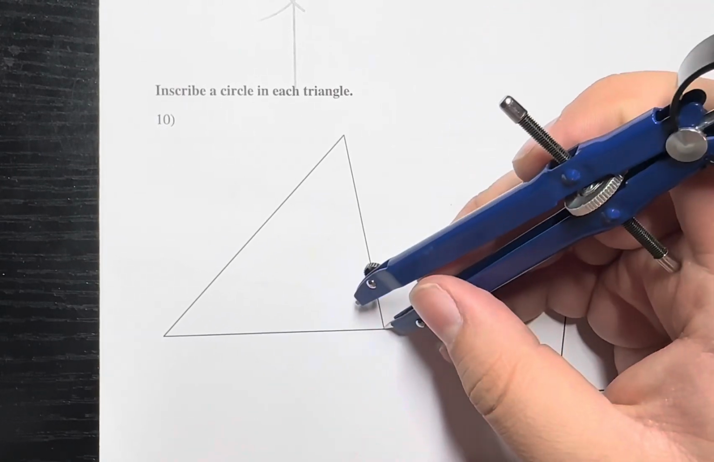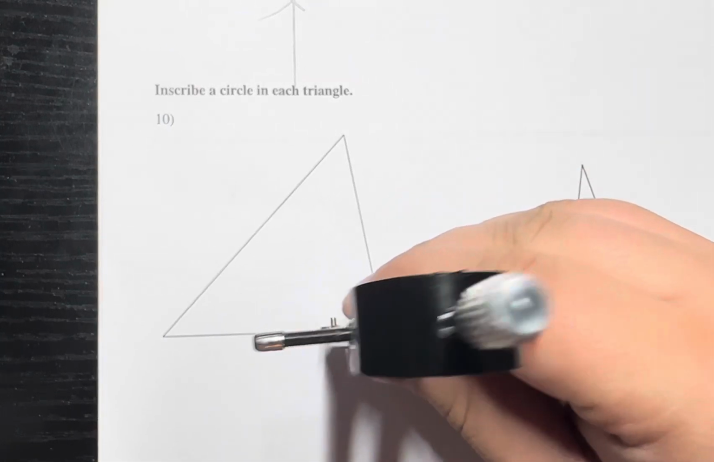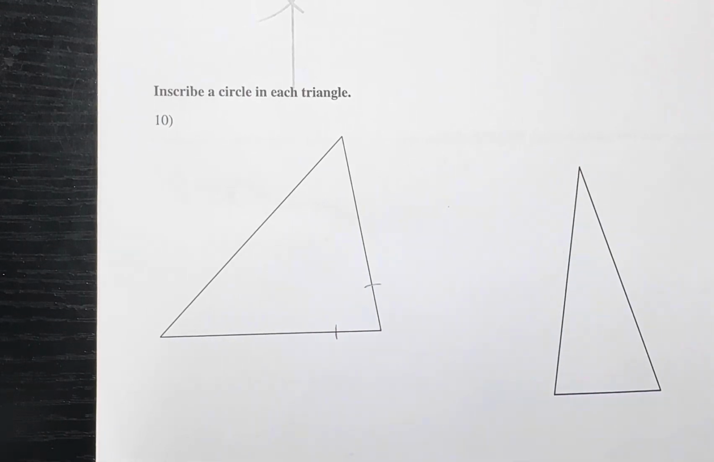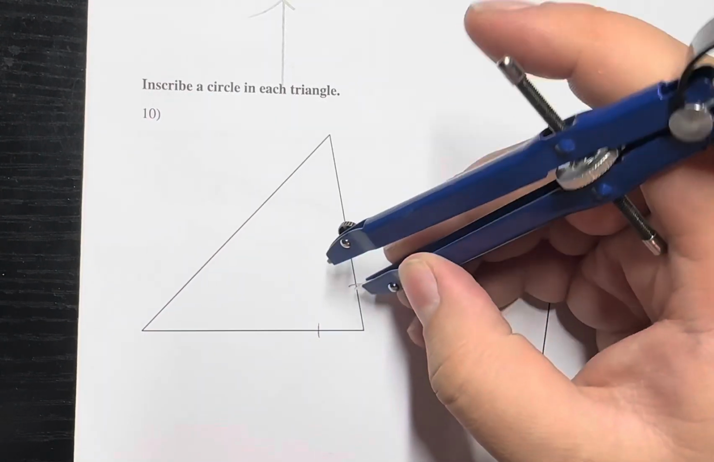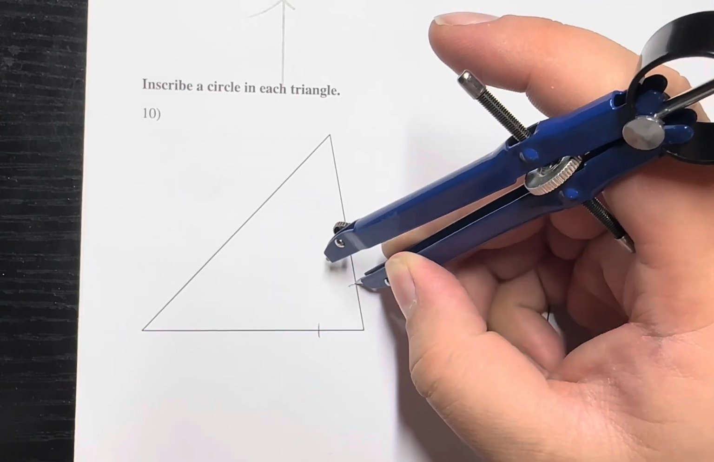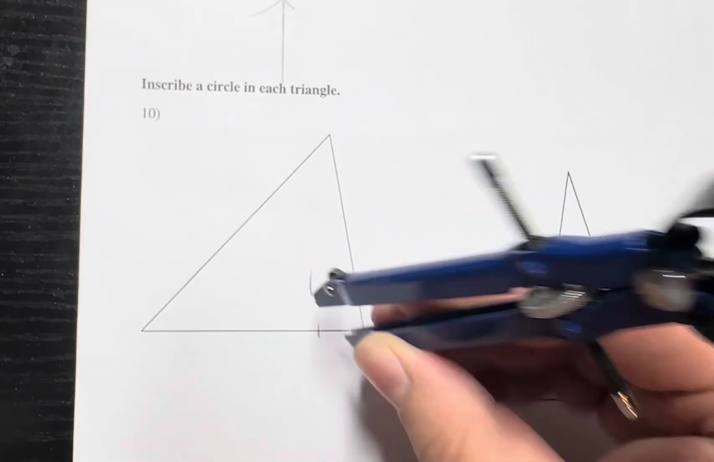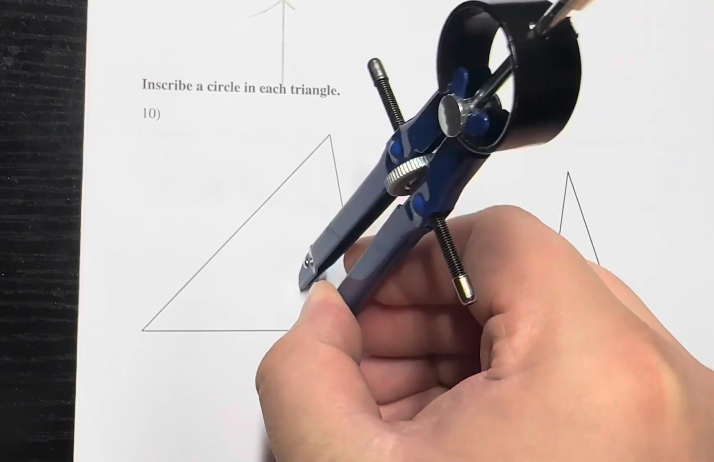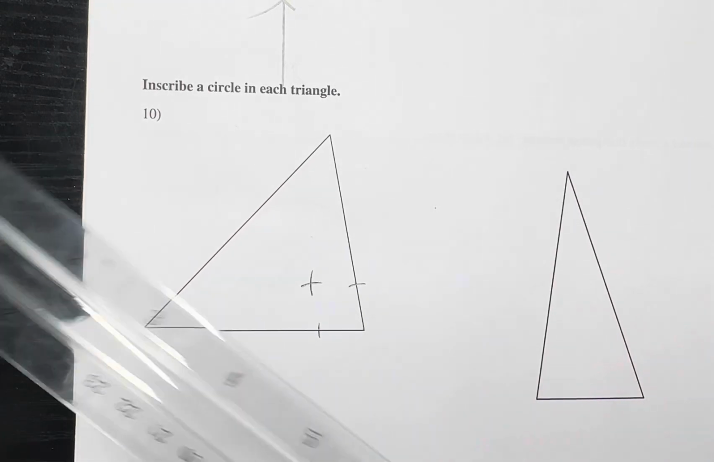Then I'm going to put my pointy end on this bottom corner, and I'm going to make a line here and here. So I've made a line on this bottom and this side. Now I'm going to put my pointy end on those arcs that I just made. I'll put one in the middle here, and then I'll put it on my other arc and put another one in the middle here. So I've made a little X in the middle of my triangle here.